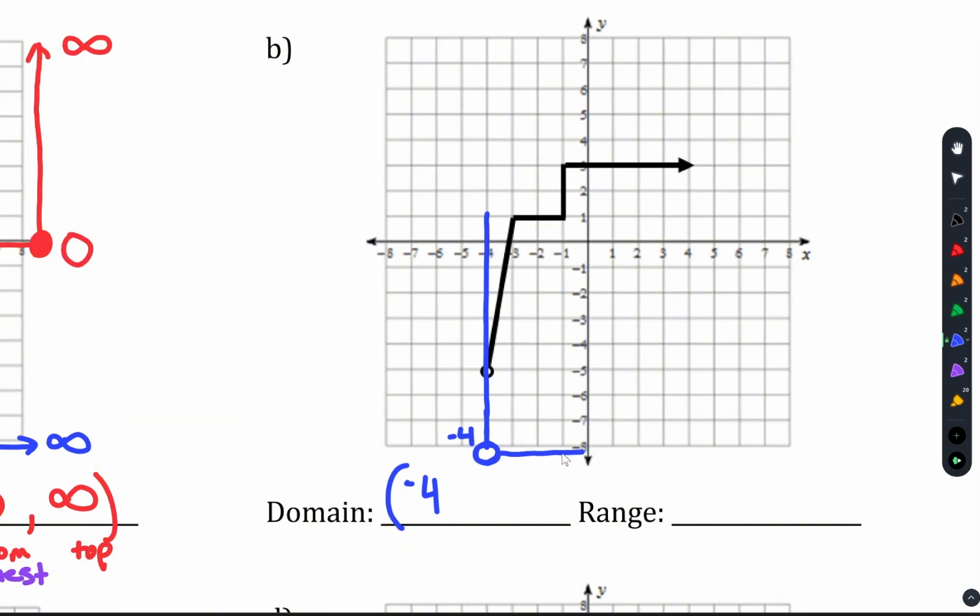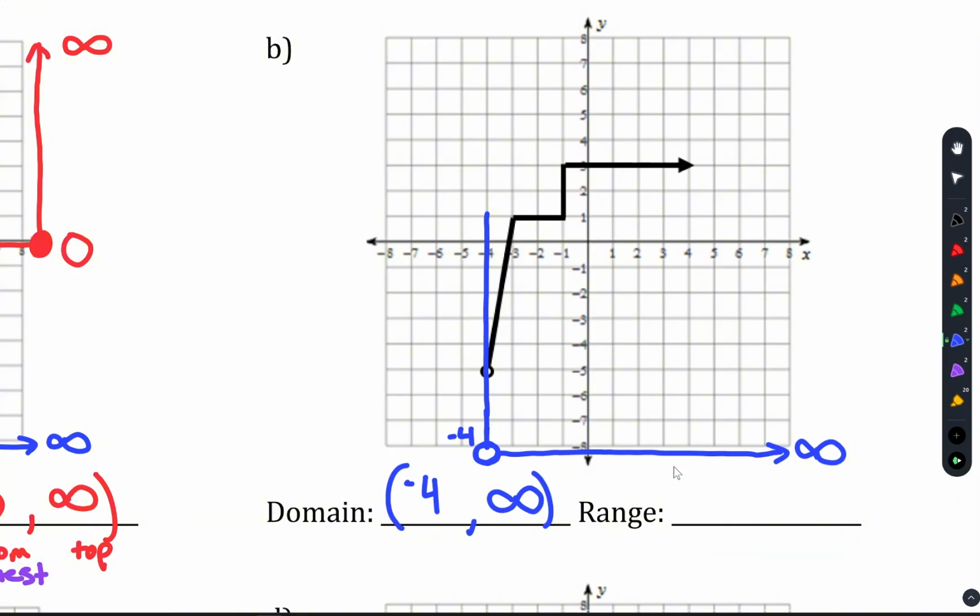And then it goes this way. What's the restriction on the right? Does it have an ending? So what do I write when it has no ending? Infinity. So this goes on to infinity. And again, a parenthesis. Perfect.